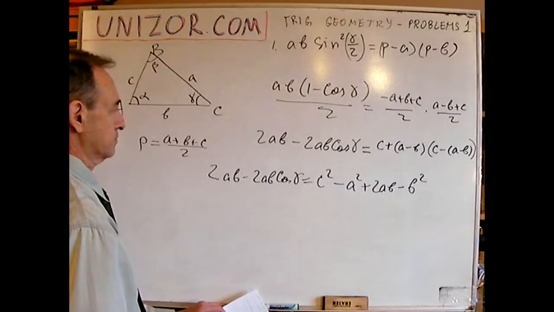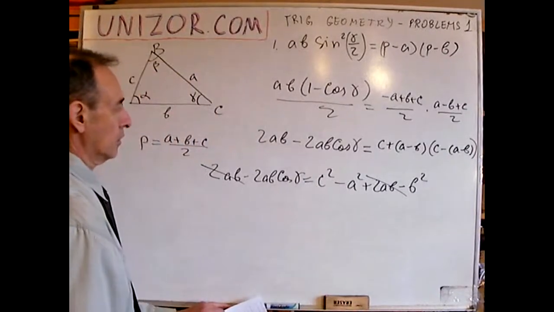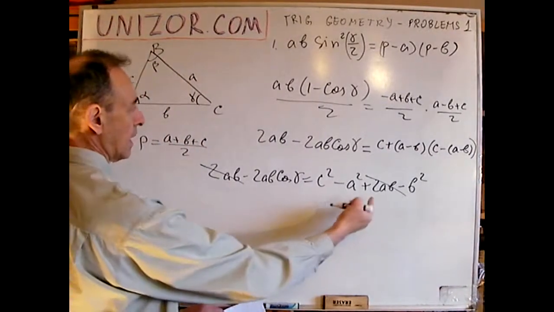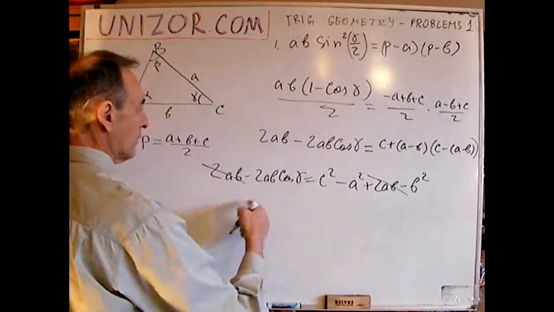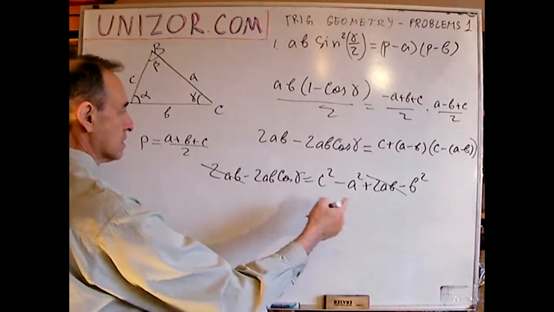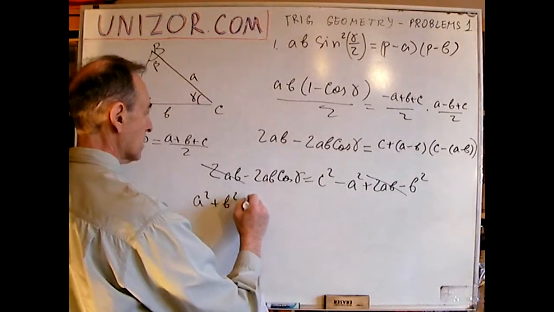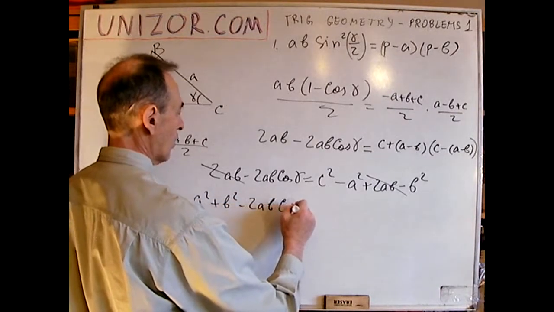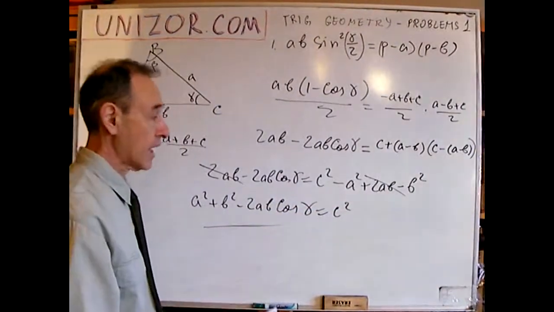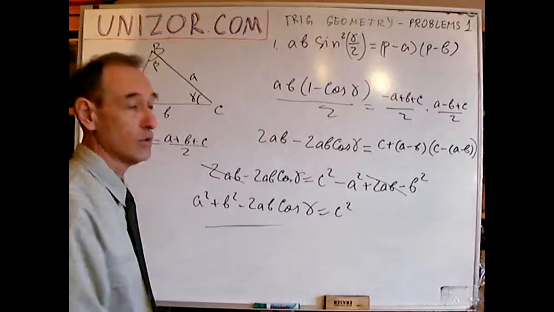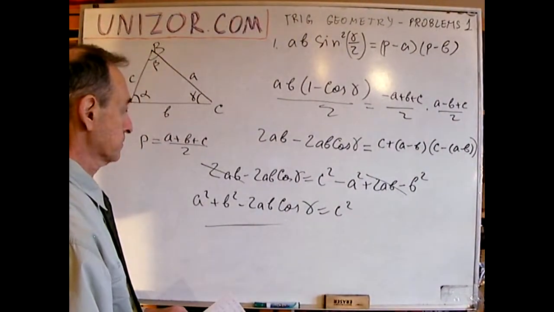So what's left? Well, 2AB is immediately out, and if I bring A squared and B squared to the left by adding this to both sides, I will have A squared plus B squared minus 2AB cosine gamma equals C squared. Now, what is this? Well, you have to recognize this. This is the law of cosines.